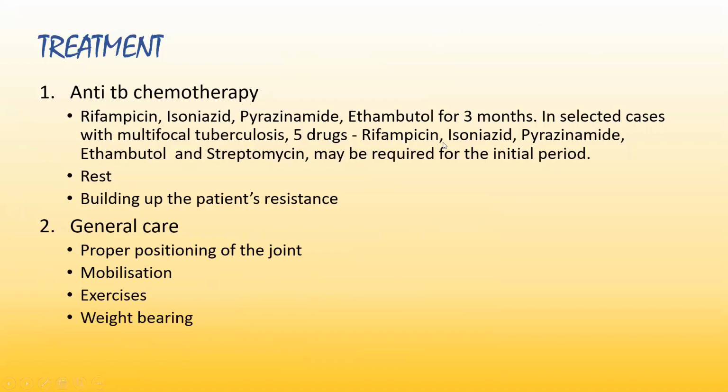Next is treatment. Aim of the treatment is to achieve the healing of the disease, to detect early and treat promptly any complication like paraplegia or cold abscess, etc. Treatment consists of anti-TB chemotherapy, general care, care of spine, and treatment of cold abscess. The first one is anti-TB chemotherapy. Rifampicin, isoniazid, pyrazinamide, and ethambutol are given for 3 months. But in selected cases with multifocal TB, 5 drugs, rifampicin, isoniazid, pyrazinamide, ethambutol, and streptomycin are required for the initial period.